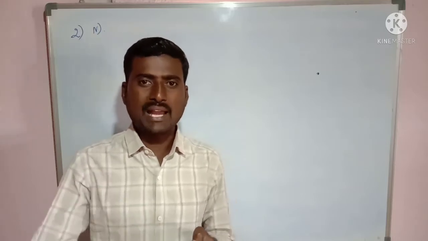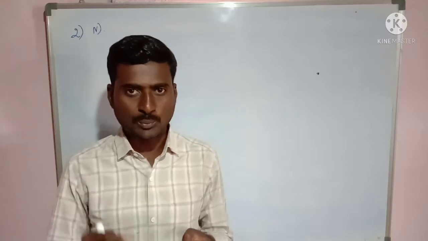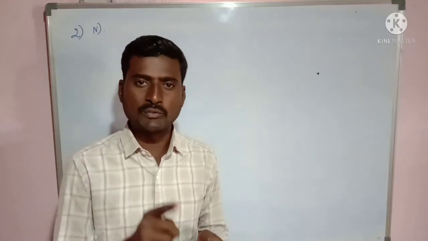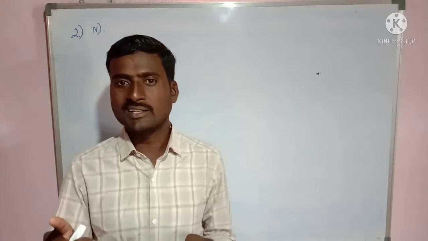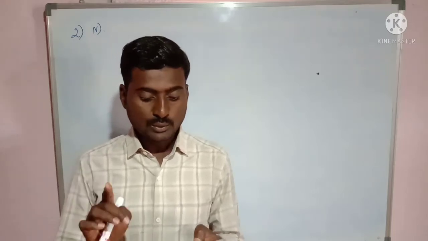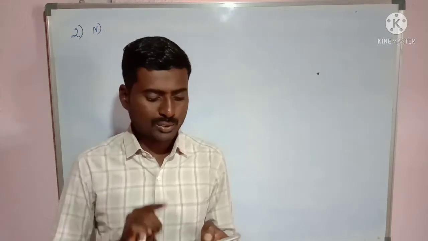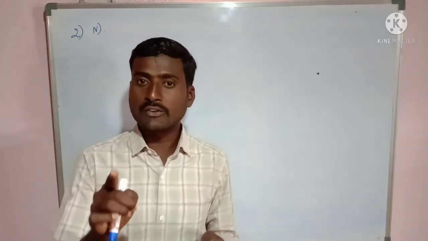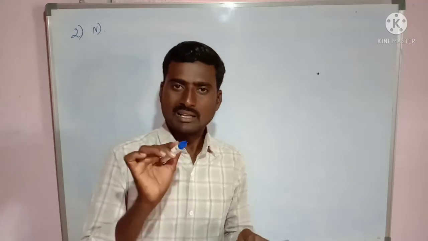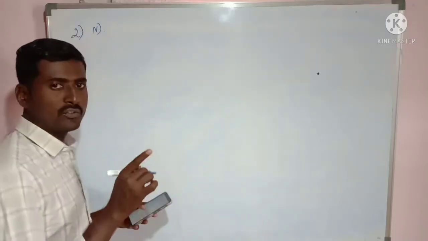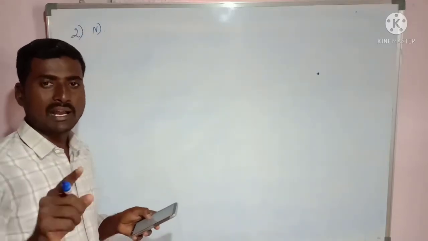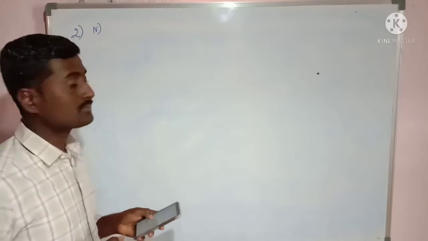So she went to a bank. She wants to receive 2000 rupees, but she wants only 50 rupee notes and 100 rupee notes. So the total is 2000 rupees. But the given one more condition is she got 25 notes in total. They ask you to find the number of 50 rupee notes and 100 rupee notes.